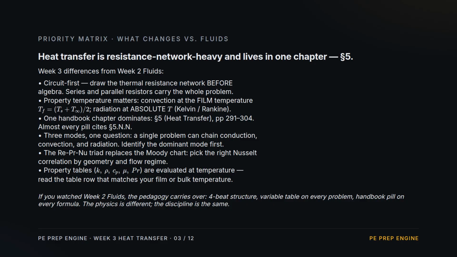One chapter dominates, Chapter 5. A single problem can chain all 3 modes, so identify the dominant one first. And the Reynolds-Prandtl-Nusselt triad replaces the Moody chart. Pick the Nusselt correlation by geometry and flow regime.